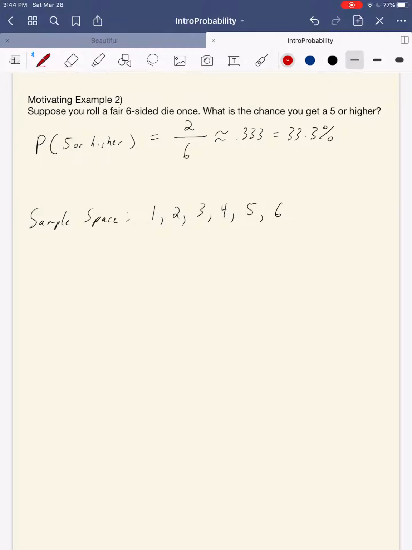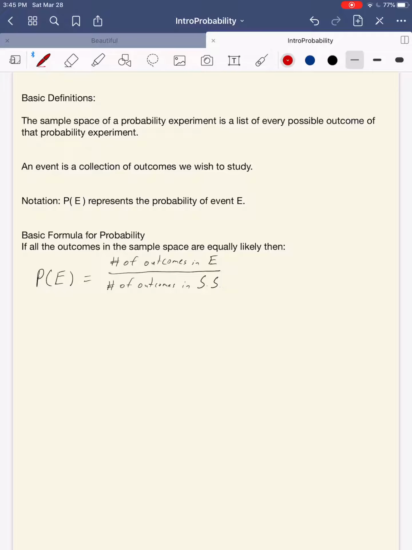And this one right here was the event that we were interested in: the event of getting a 5 or higher when we rolled that dice once. So notice that the event is just the fancy word we use for the thing that we're interested in, in a particular probability experiment. All right, a little bit of notation. Just remember, when we write P of whatever the event is, that just means the probability of that event E.